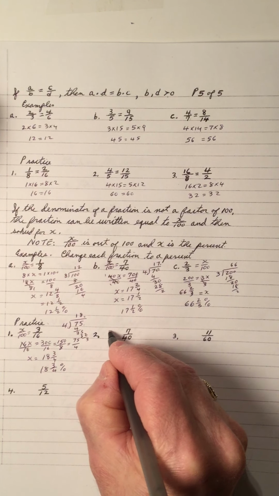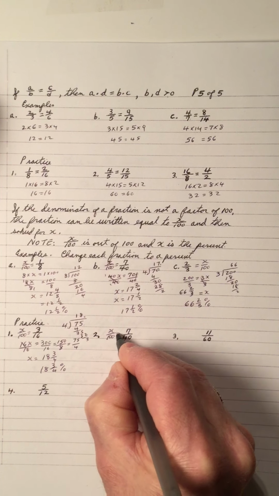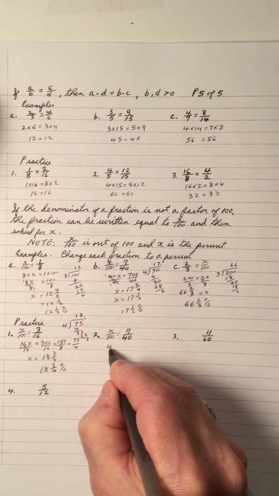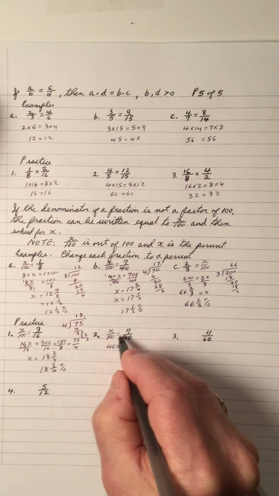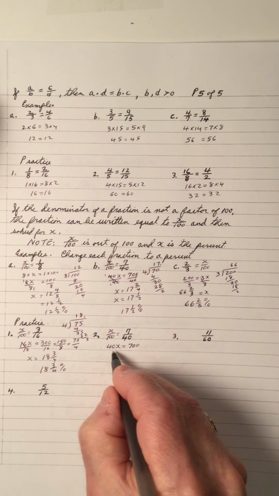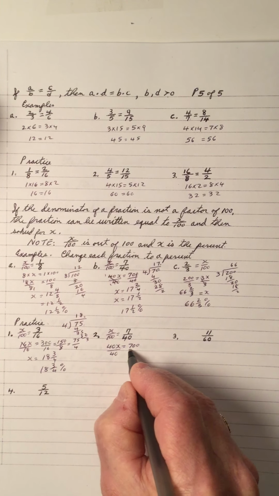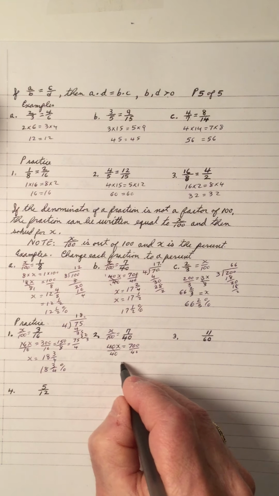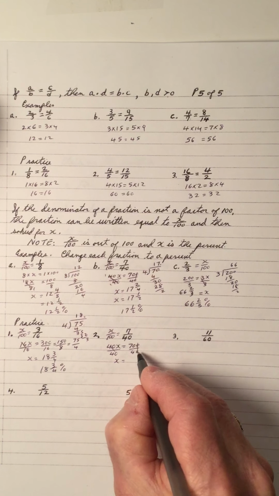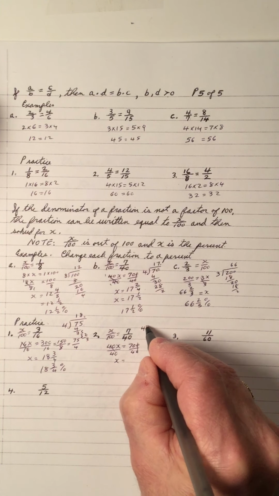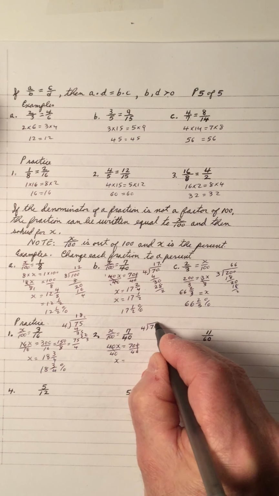Number 2, let it equal to x over 100. Cross multiply. 40 times x equals 7 times 100, 700. Divide both sides by 40. Cancels out. X equals, the zeros cancel. So I get 4 divided into 70.